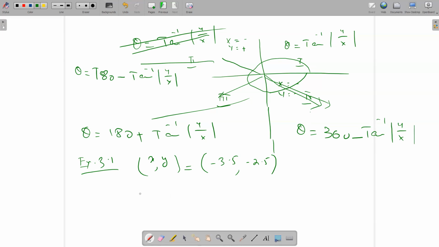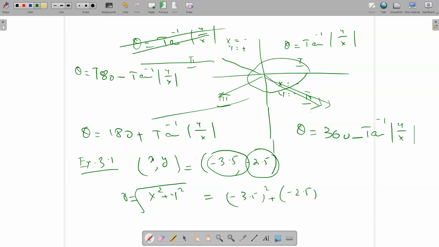So how can you find the R value and theta value? The R value will be the square root of x square plus y square. Here x is this one and y is this one. You can take the squares, minus 3.5 square plus minus 2.5 square, but minus squares are always positive. When you solve this, you will get the value of 4.30 meters. So this is your R value.